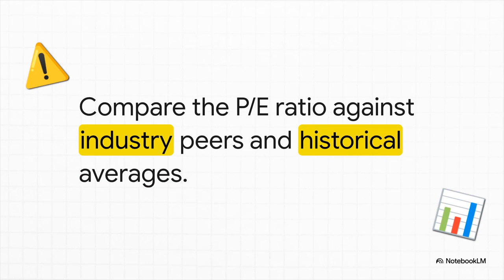But I have to give you a stern yet helpful warning here. An architect knows that a high PE isn't always bad, and a low PE isn't always a good deal. Say a tech company has a PE of 40, but literally all its competitors trade at 80, well, that 40 might actually be a total steal. And conversely, if a dying retail store has a PE of 4, it might be cheap for a very good reason, like it's going bankrupt. You always have to compare apples to apples against industry peers and historical averages. Context is absolutely mandatory here.